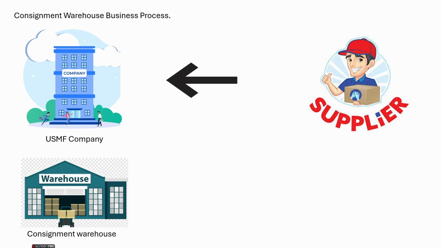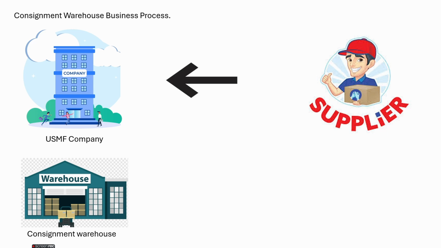So let's say we have the supplier ABC, which is storing our stock within the USMF company's consignment warehouse. In this scenario, we'll call this whole process a consignment warehouse process. The advantage is the organization has access to the inventory of the supplier or vendor. The organization is not paying any money upfront for the inventory received until it sells that particular inventory to the end customer. This whole process is called a consignment warehouse process.